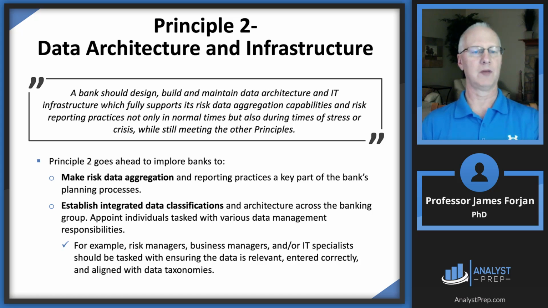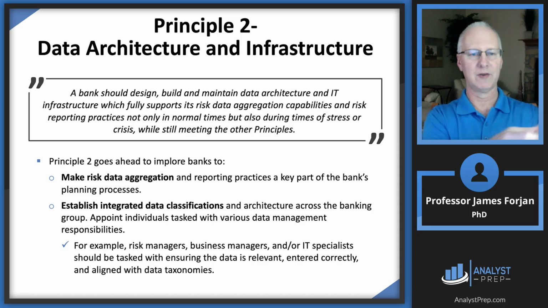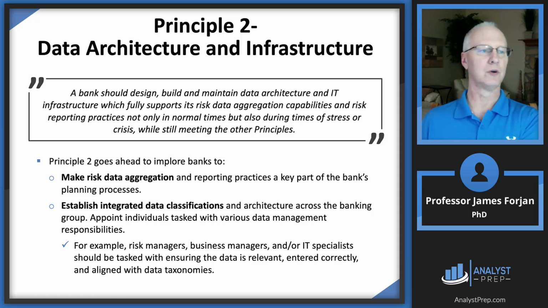All right, so what do I have in my circle points there? Make risk data aggregation and reporting a key part of the planning process. That makes perfect sense. Establish integrated data classifications and architecture. Remember, they're not individual silos. We squish them together so that we can see their correlations, but we have data classifications, commonalities, and differences between, let's say, our residential mortgage lending arm and our commercial lending arm and anything else that we have as part of the balance sheet.